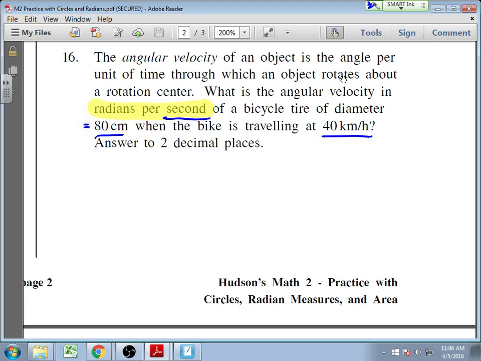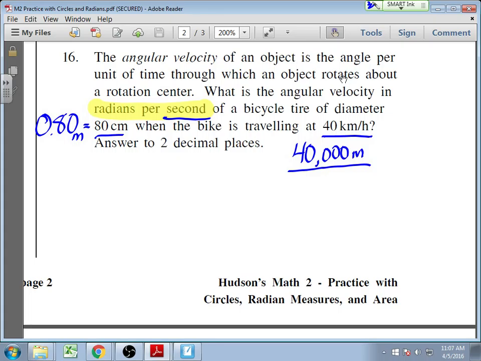80 centimeters. What does centa mean? 100. So 80 centimeters is 0.80 or 80 hundredths. What does kilo mean? Thousand. So this is actually 40,000 meters. Do I want it per hour? No. I want it per second.